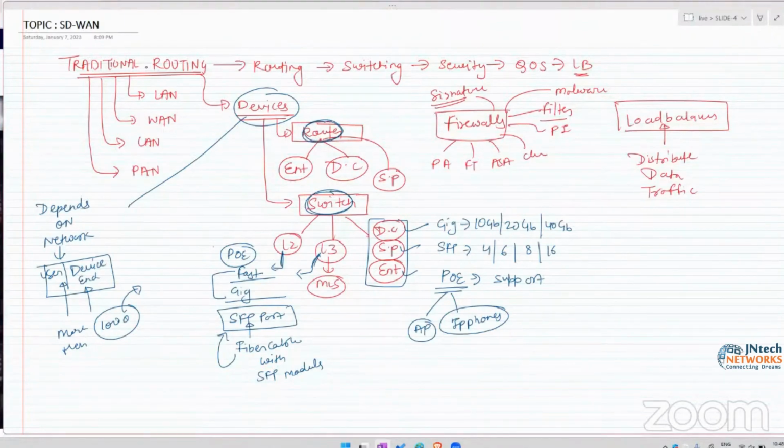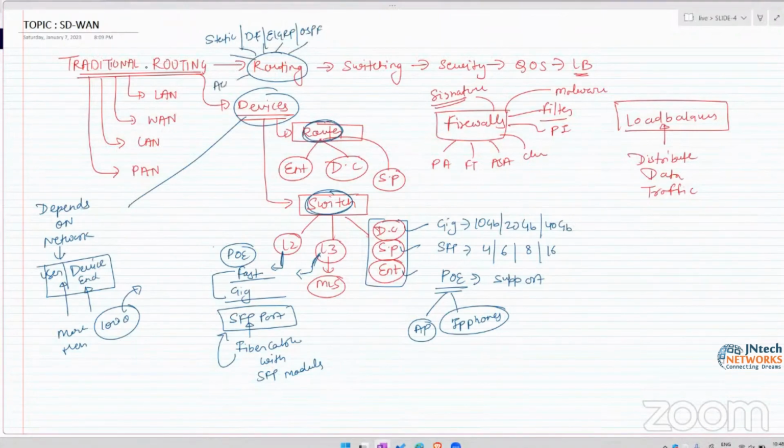Now in traditional routing, we implement the routing concept. In routing, we discuss static routing, default routing, and some EIGRP and OSPF, these protocols we use. Clear? Now in routing, we are using ACL, route maps, prefix lists, and some policy based routing as well. We are using the NAT concept. Clear? We are using the DSCP concept in routing.